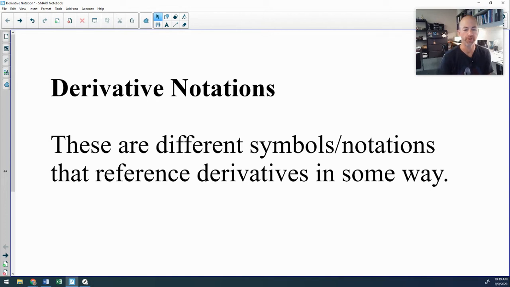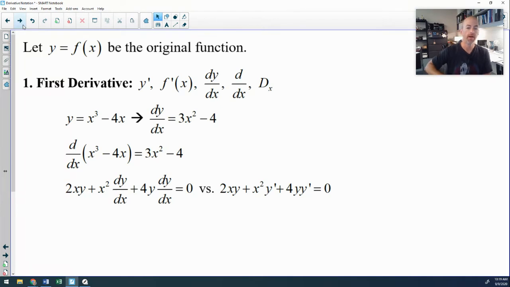Let's look at a few different notations that represent the derivative. So these are symbols or things that could be written that are referencing either the first or second or third derivative or so on. And in all of these cases, we're going to let y equal f of x be the original function. And for the first derivative, you have notations like y prime and f prime, and most people are familiar with that one.